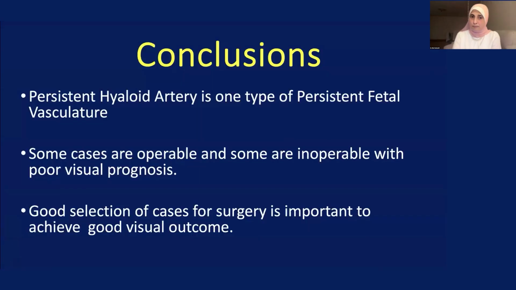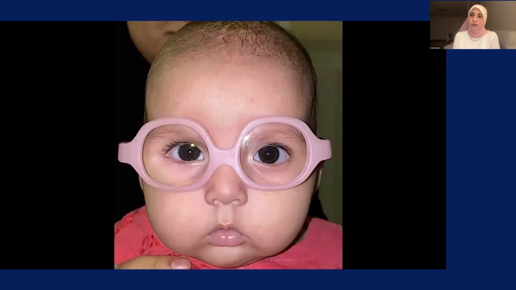And to sum up, persistent hyaloid artery is only one type of persistent fetal vasculature. There are other types, as we did present. Some cases are operable and some inoperable, and they have a poor visual prognosis. So you have to go for a good selection of cases for surgery. It is very important in order to achieve good visual access, good visual outcome.